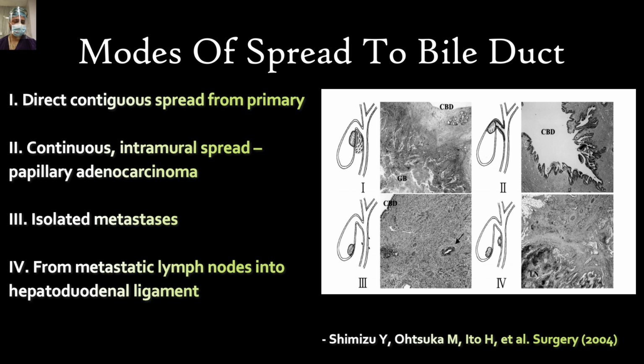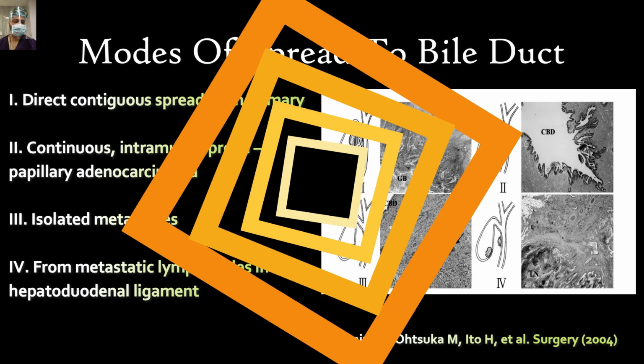And from another part, how the CBD can get obstructed will be from metastatic lymph nodes in the porta, which invade or obstruct or compress the CBD. So these are the modes in which gallbladder cancer can present with jaundice, out of which the type 2 and the tumor emboli are quite characteristic of papillary carcinoma.